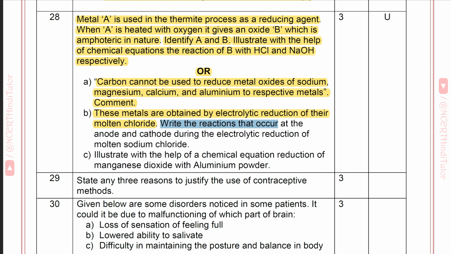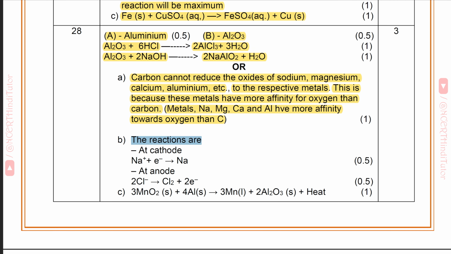Write the reactions that occur at the anode and cathode during the electrolytic reduction of molten sodium chloride. Answer. The reactions are: at cathode, Na+ plus e- gives Na, that is sodium. At anode, 2Cl- gives Cl2 plus 2e-.